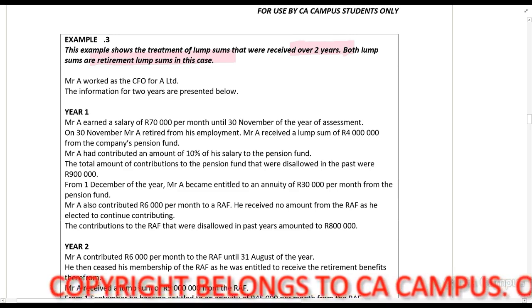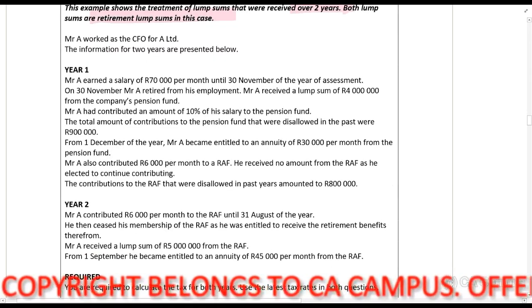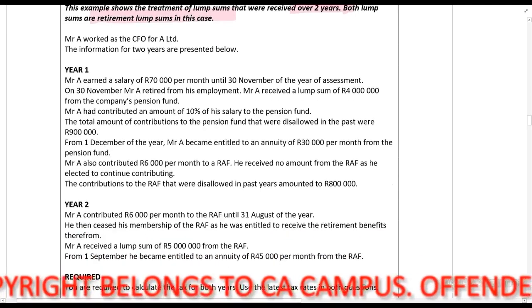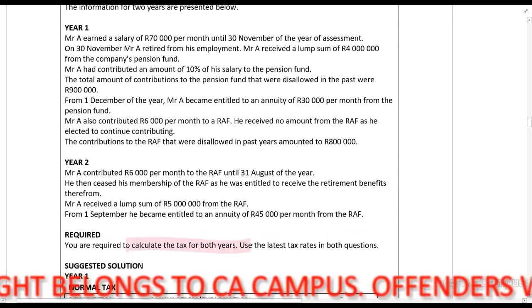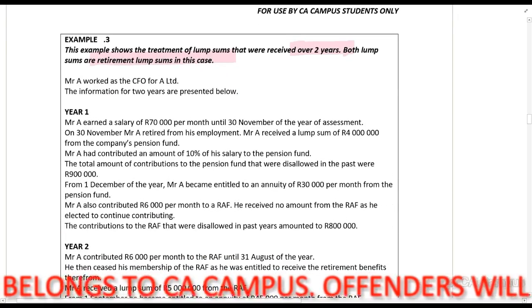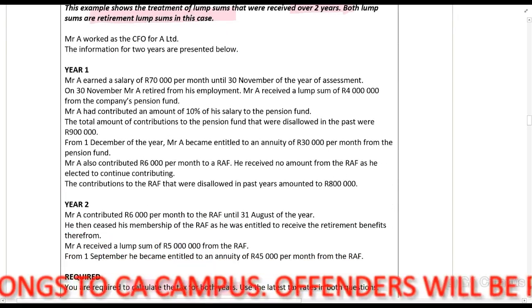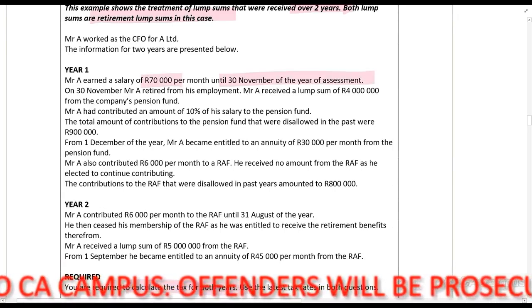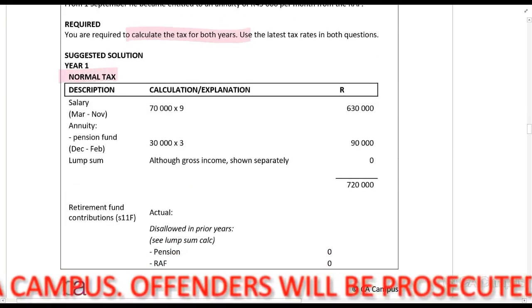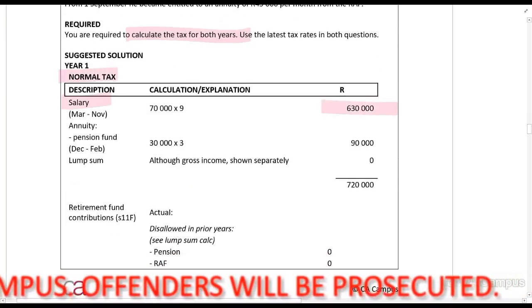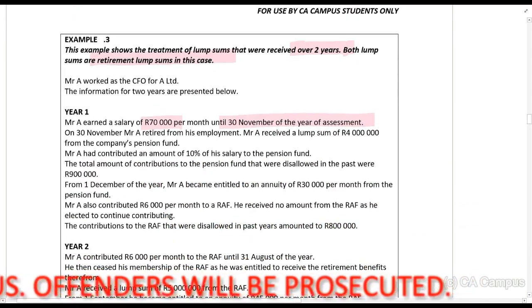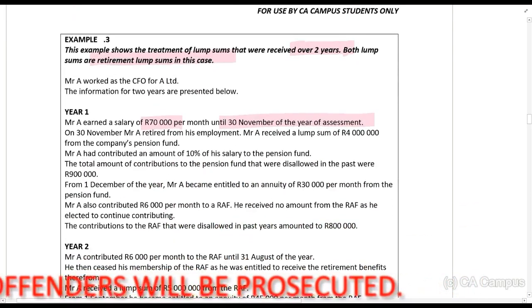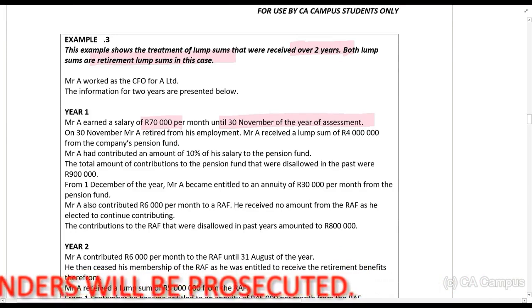Okay, so let's go. Mr. A worked as a CFO for A Limited. The information for 2 years are presented, and you are required to calculate the tax for both years. So I'm going to do year 1 first, then we'll do the next year. So year 1, he earned a salary of 70,000 rands a month until November of the current year. So guys, our normal tax, salary, there we go. Very simple.